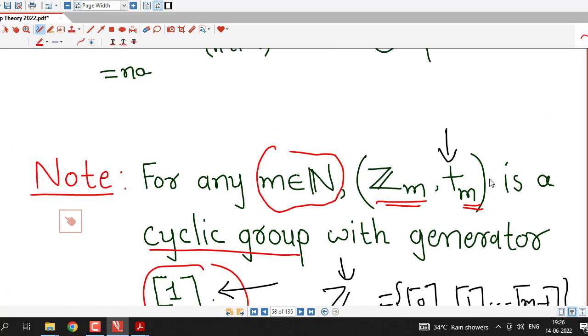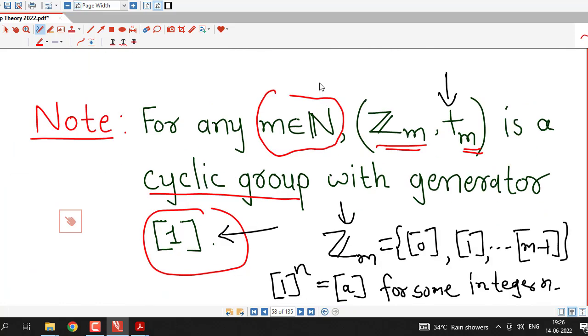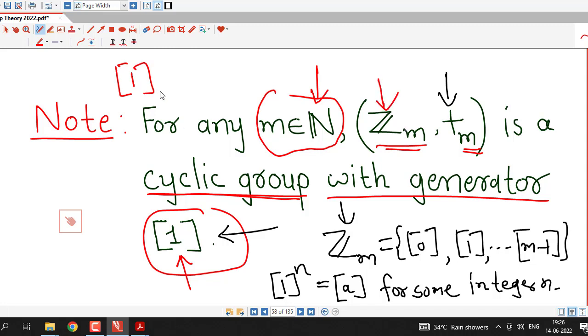You can remember this note that for any natural number m, Zm under addition modulo m is a cyclic group with generator the equivalence class generated by 1. So that will reduce your work. You don't have to search for a generator. You can directly start with powers of 1 and you can represent every element of Zm as a power of 1.